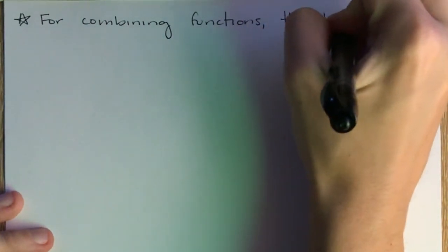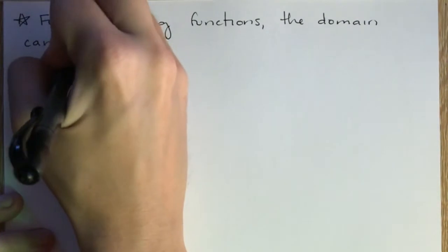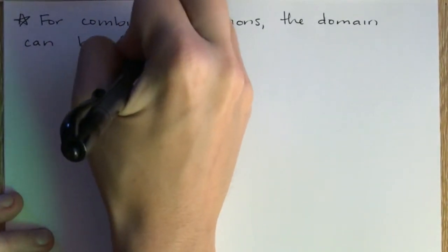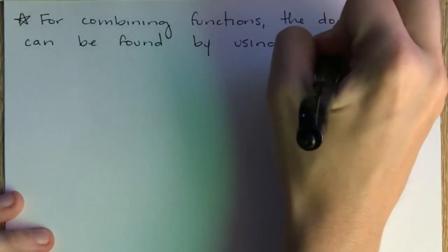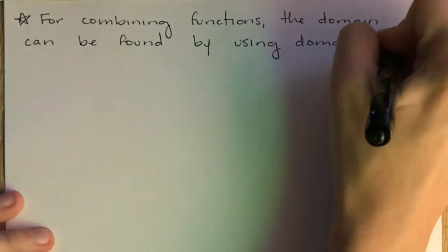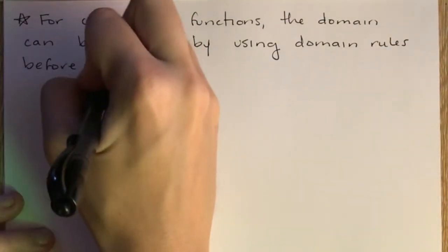The domain can be found by using domain rules before simplifying.